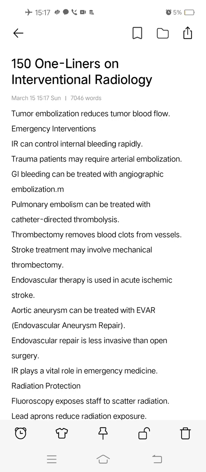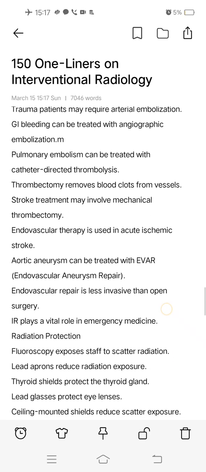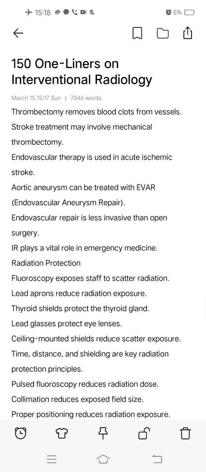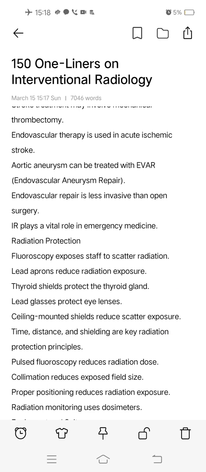Stroke treatment may involve mechanical thrombectomy. Endovascular therapy is used in acute ischemic stroke. Aortic aneurysm can be treated with EVAR, endovascular aneurysm repair. Endovascular repair is less invasive than open surgery. Interventional radiology plays a vital role in emergency medicine.